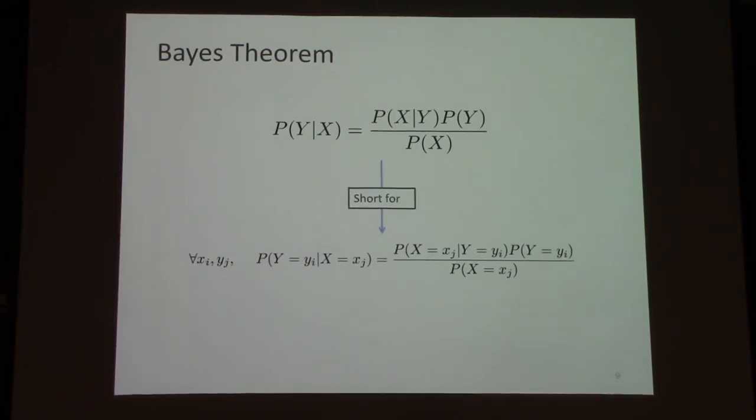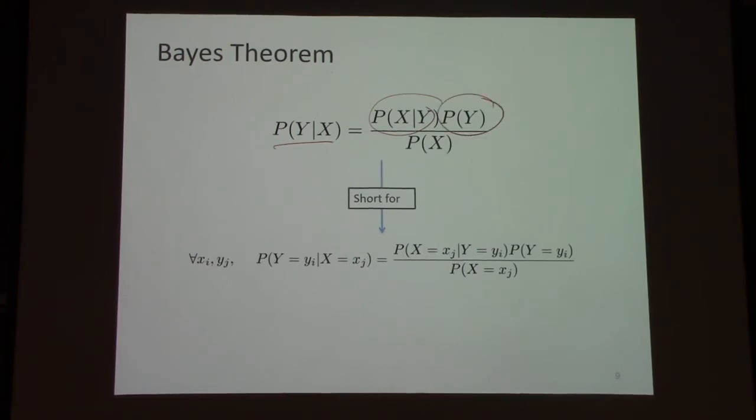It's saying, let's say you have events X and Y. Bayes' theorem says the probability of the event Y occurring having observed X, this is called the posterior probability, is proportional to the likelihood, that's the probability of X given Y, times the prior probability of Y.